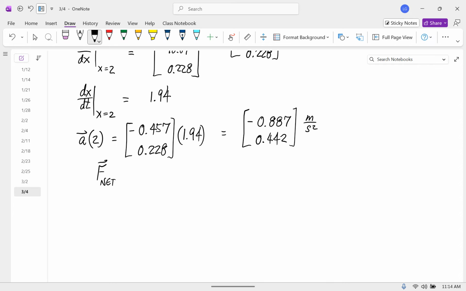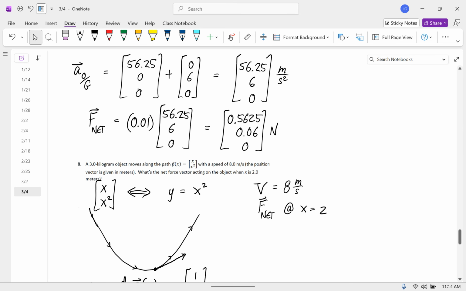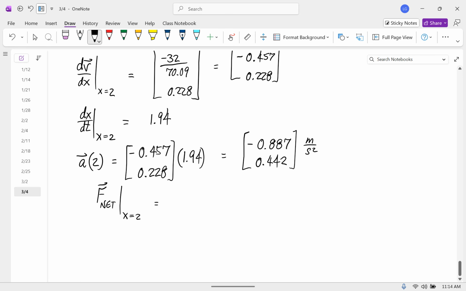So the net force evaluated at x equals 2 is the mass of 3 times this acceleration. So negative 2.66, 1.33. And this is in newtons.